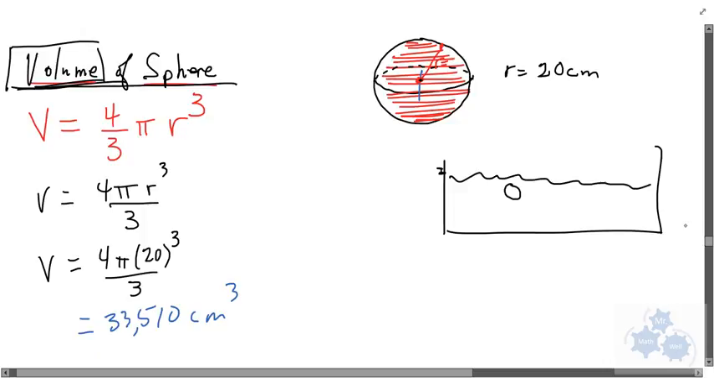Okay, so that's volume of a sphere and also volume and surface area of a hemisphere. So that's 1.6. That's the second of 2 lessons I've got up here on YouTube for you.